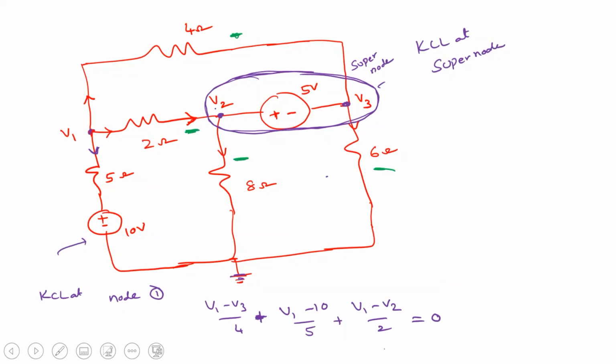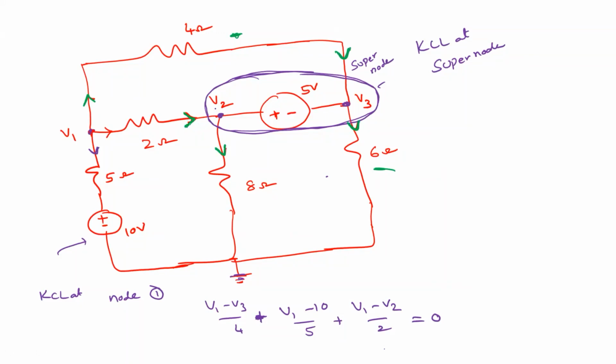Yes, sir. Okay, so the next step is to assume the current directions. This is already assumed, right? This is connected here, and this is here, and this one. These green ones are the current direction, right? So now tell me KCL at the super node.